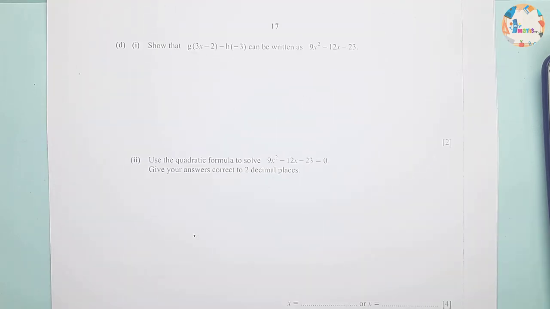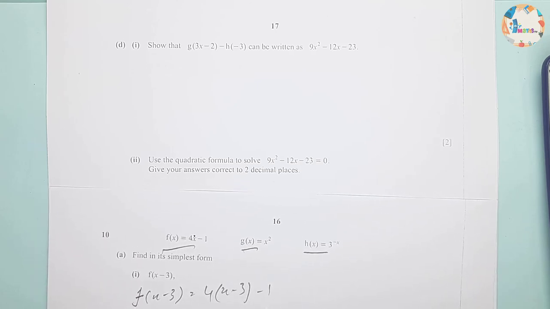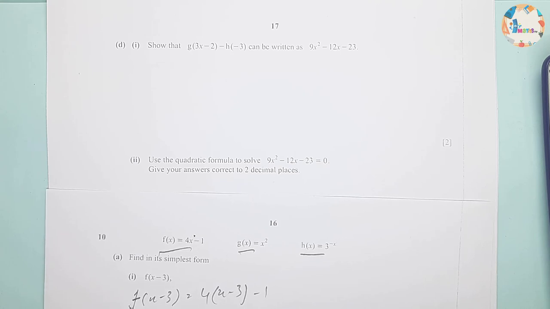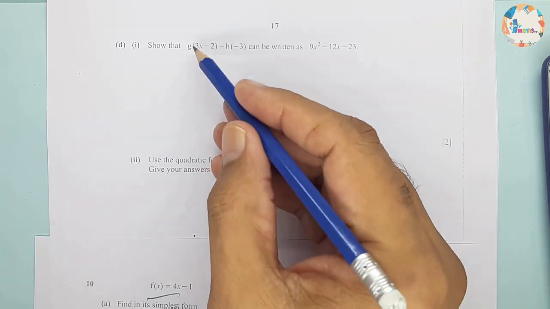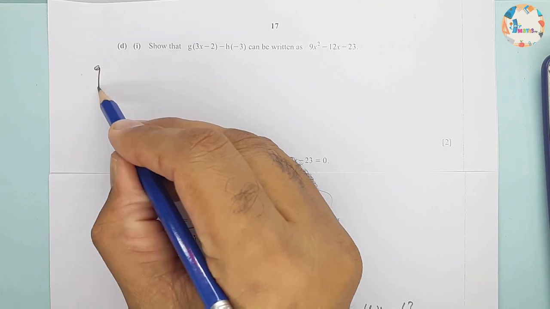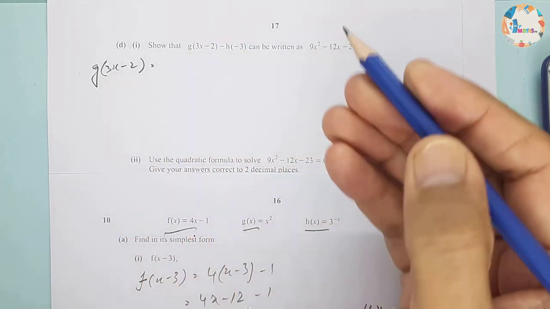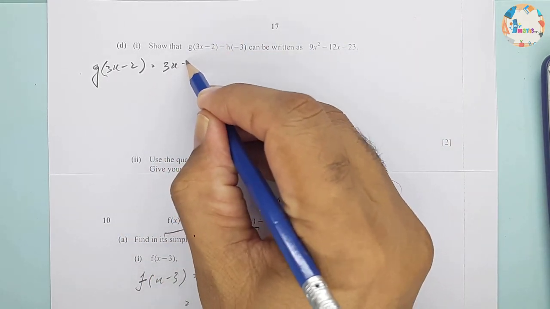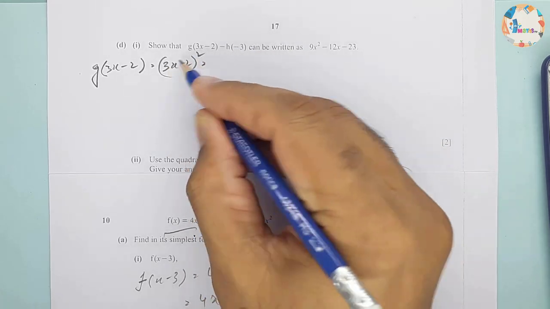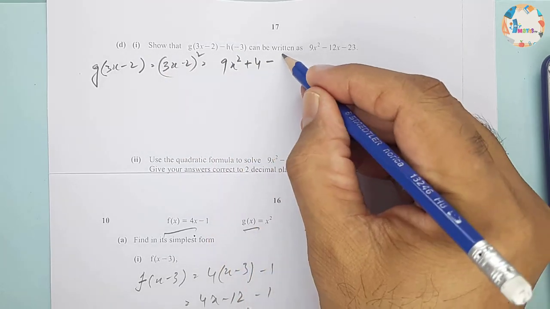D part, show that g of 3x minus 2 minus h of minus 3 can be written in this format. Basically we have to find g of 3x minus 2. We know g of x is equal to x squared, so we will write g of 3x minus 2 as 3x minus 2 whole squared, and if we open this it will be 9x squared plus 4 minus 2 into 3, 6, 6 into 2 will be 12x.